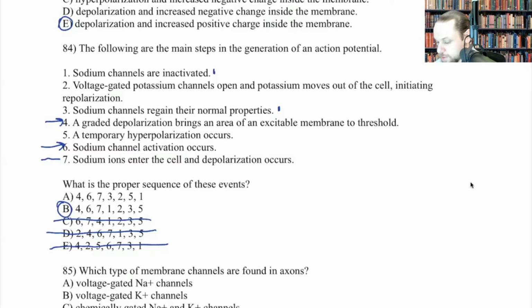Why? Because, first step, I looked. We all know we need the threshold to be reached. The moment threshold is reached, the first thing to open is sodium. Then sodium channels open, sodium comes inside. And for the cell to repolarize, we have to have the potassium. So potassium is never going to be the first thing in terms of voltage gated. So that's how I would approach it. Any questions on number 84?